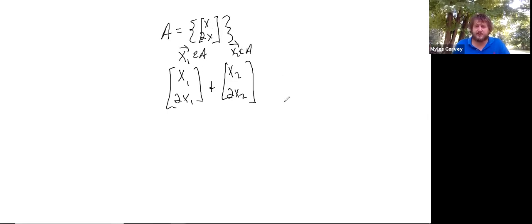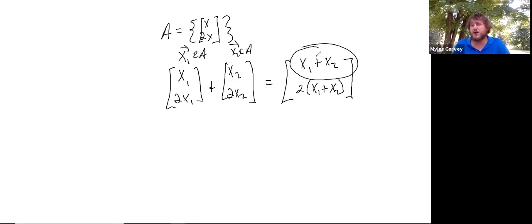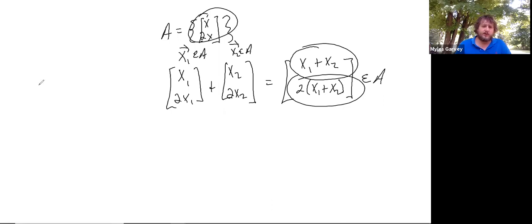If I add them together, I get the following. So the resulting vector is one such that the first number is a number in the real numbers, and the second entry is double that number, which by definition is how we defined A. So therefore, we know the result is in A. So we know that A is closed under addition.